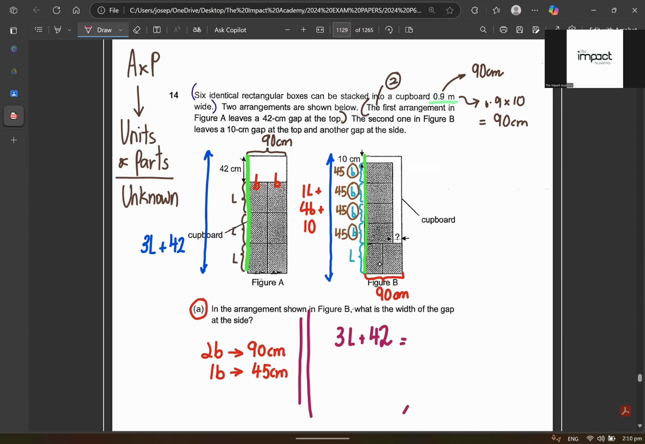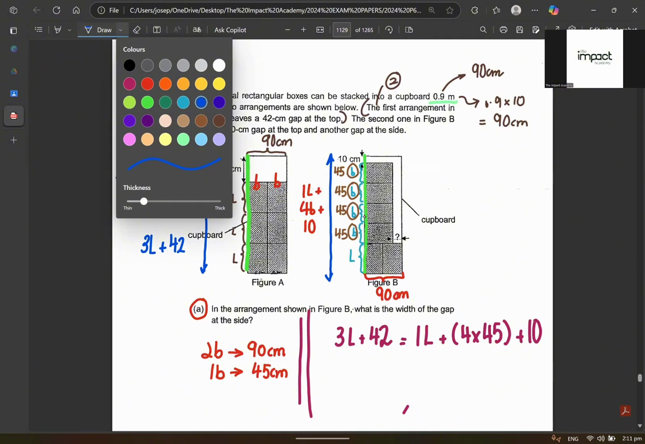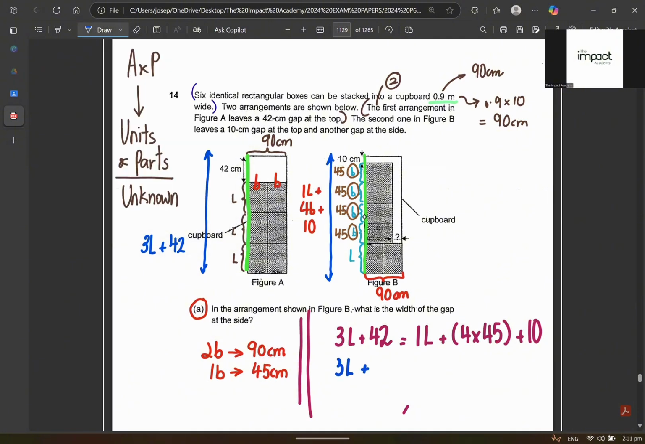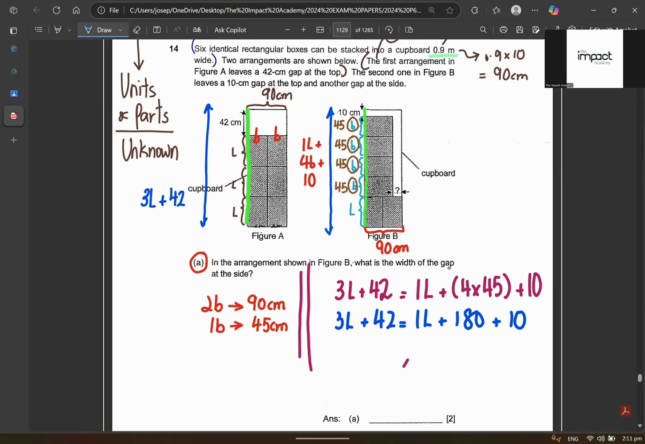We only have 1L. We no longer have to write down 4B because we already know that 1B is 45. So 4B will basically be 4 times 45. And then we plus a 10. Once you're done with this part, you're going to say 3L plus 42 is equals to 1L plus 4 times 45. When we do 4 times 45, we get an answer of 180 plus 10. Then you can see there's only one unknown that you need to find, which is the L. So you want to solve whatever you can first. 3L plus 42 equals to 1L plus 190.